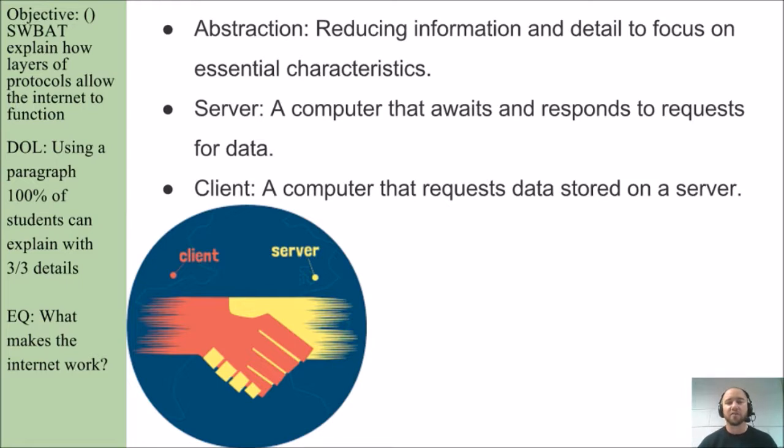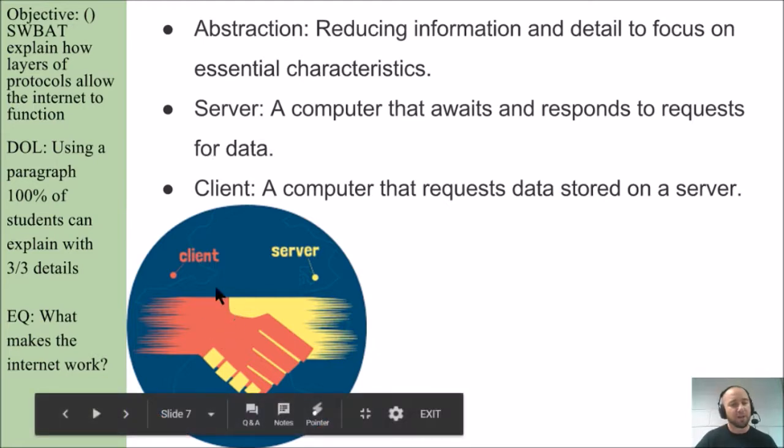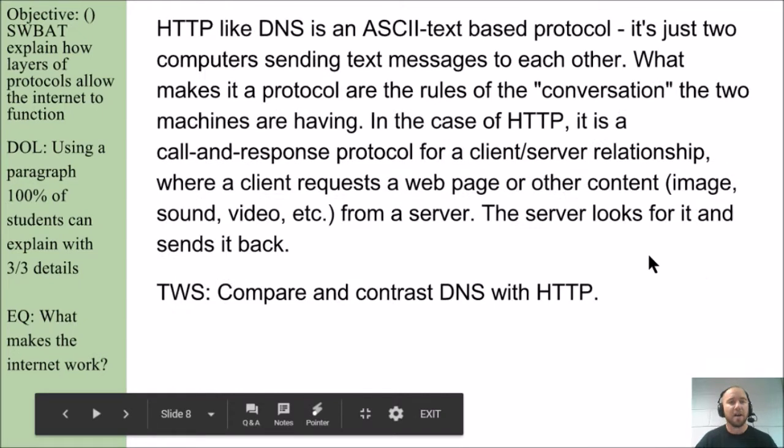Server. A server is a computer that awaits and responds to requests for data. So that's the type of computer it is, simply a waiting machine. And then when you say the word client, you mean this is the type of computer that is requesting the data from a server. So there you go with the picture for you visual learners. Client and servers work together.